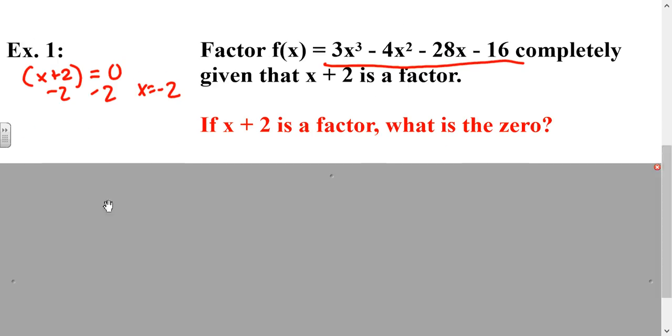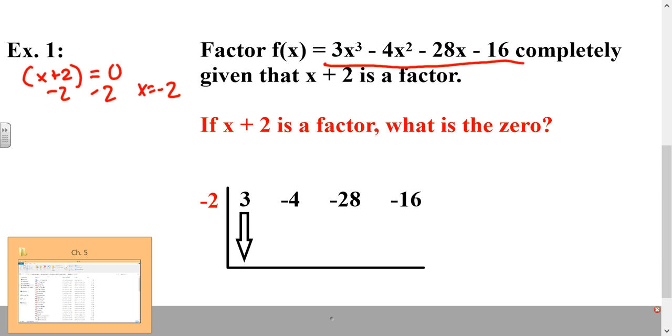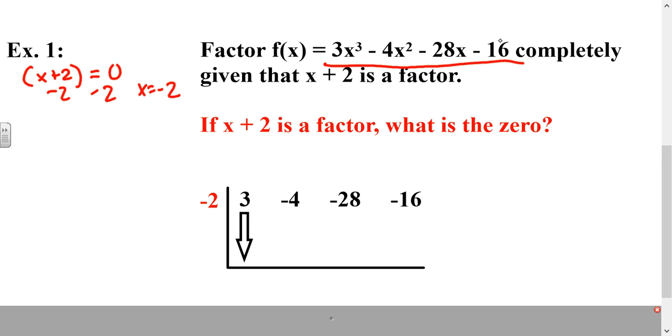So I'm going to set up my synthetic division, and I checked to make sure that nothing was skipped. So I have x cubed, x squared, x, and then the constant. You put all the coefficients here. We start by bringing down the 3, and then we multiply. So 3 times negative 2 would be negative 6. Then we add, so we get negative 10. Then we multiply, so we get positive 20. Then we add, so we get negative 8. Then we multiply and we get positive 16, and then we add and we get 0.